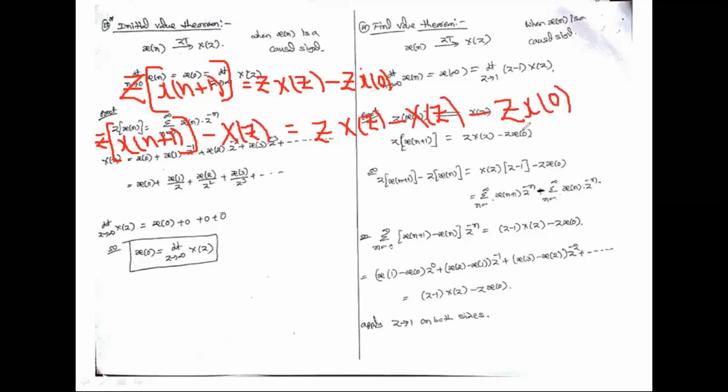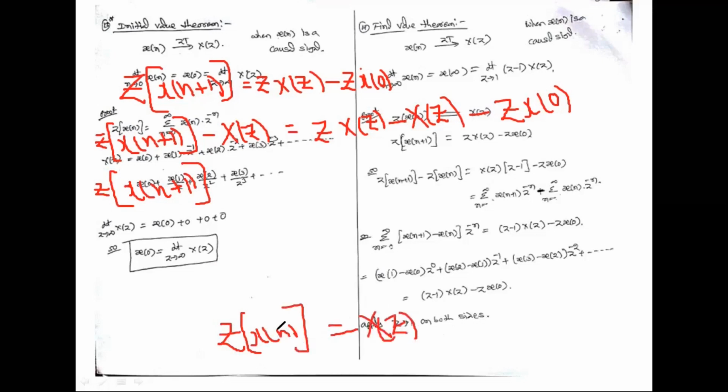Why? The statement says that x of z is multiplied with z minus 1. Since z times x of z is already there, you can subtract x of z, and taking x of z as common, you get z minus 1. To prove the final value theorem, I am subtracting x of z on both sides. On the left-hand side, I am rewriting it as the z transformation of x of n plus 1 minus x of z, where x of z is actually the z transformation of x of n.